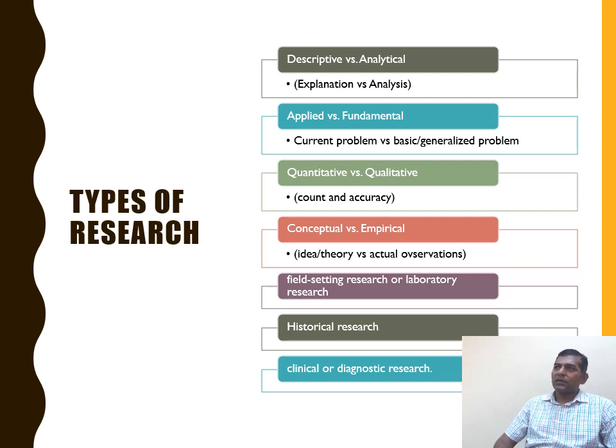Historical research, where we have many things written in documentation in a history that can be considered, understood, and analyzed, is known as historical research. Clinical or diagnostic research is medical-related research where people keep themselves busy in implementing or finding out the facts of the problems on which they are working. So these are the types of research.